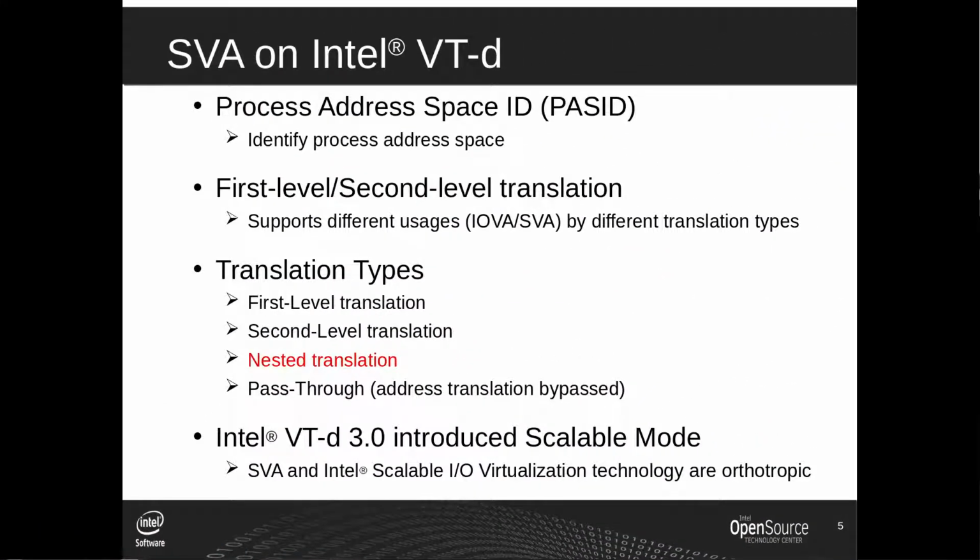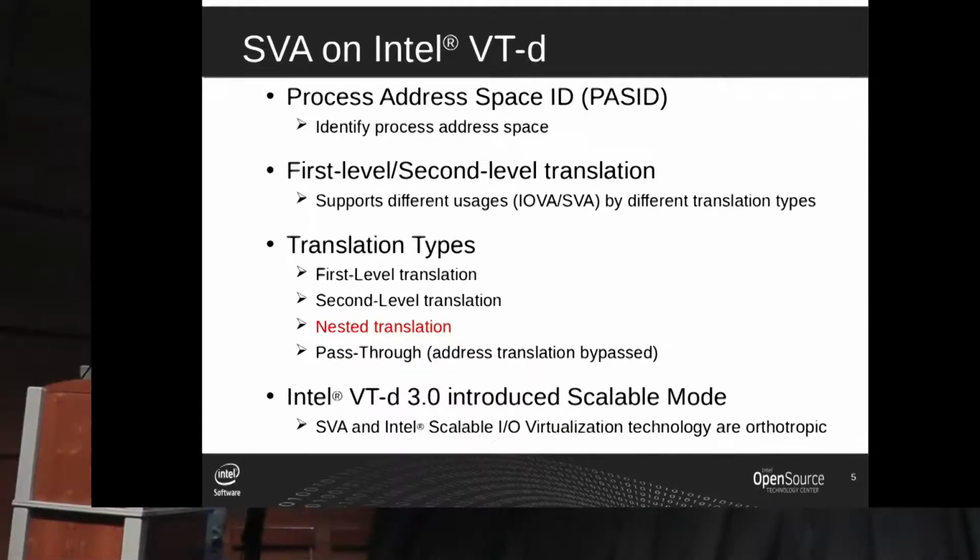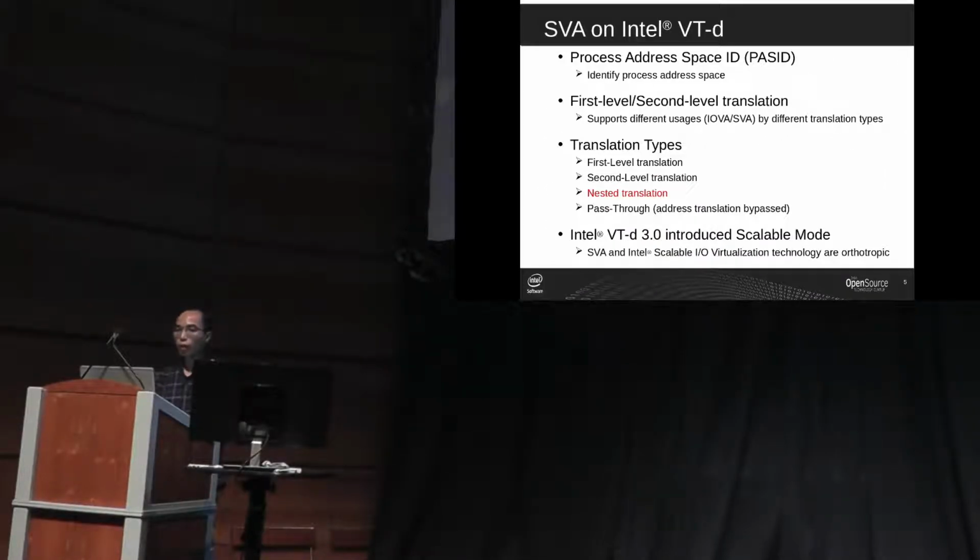This requires some hardware support, like on Intel VT-d, where we have process address space ID support. This is a PCIe concept, and we have first level and second level translation. This supports different usages like IOVA or SVA by different translation types: first level translation, second level translation, and nested translation. I will talk more about nested translation since we will use it to implement virtual SVA in KVM.